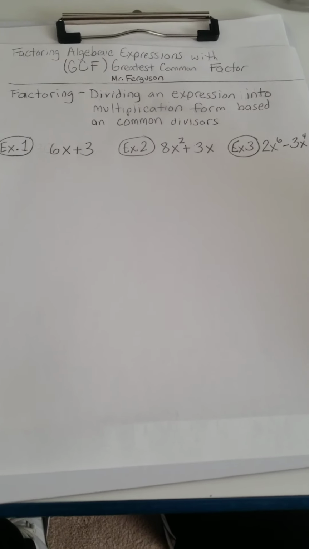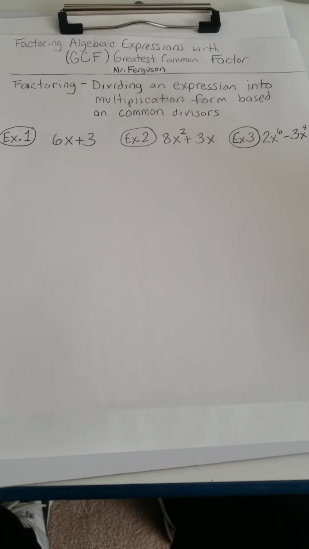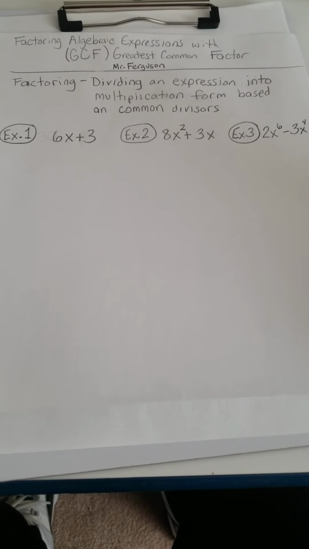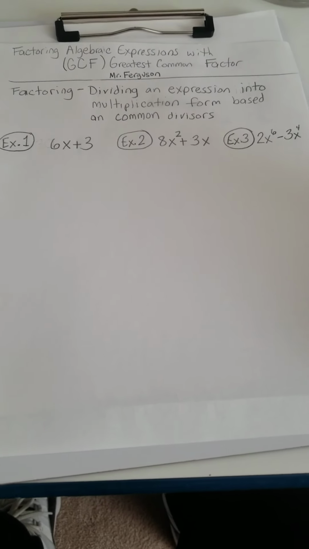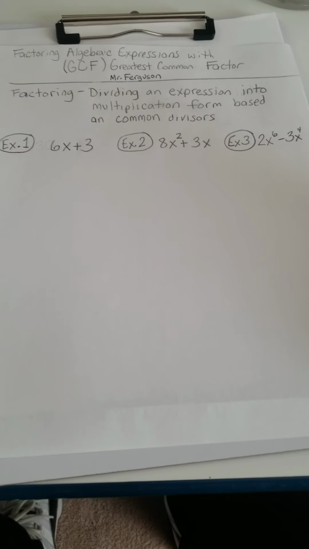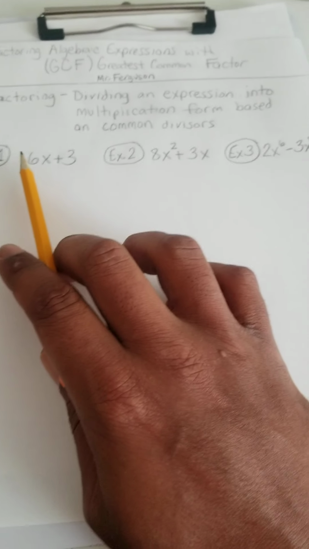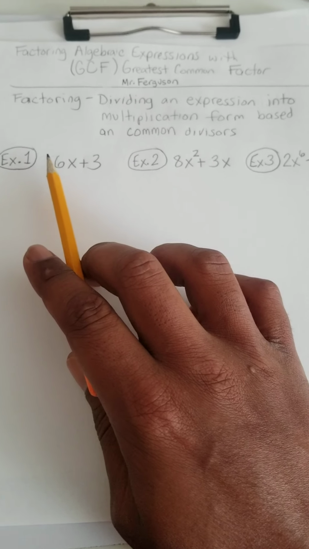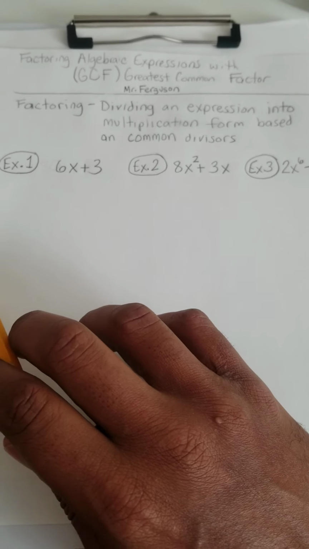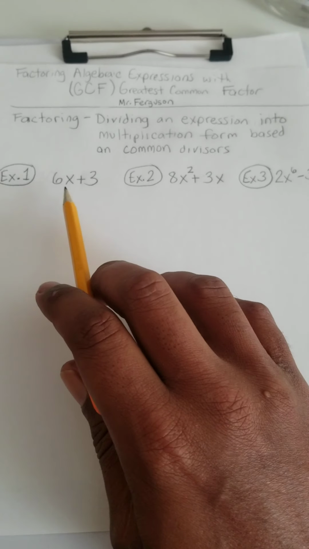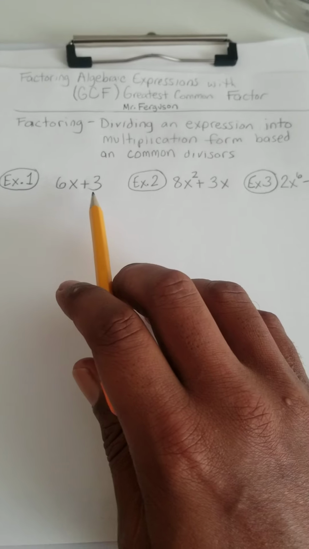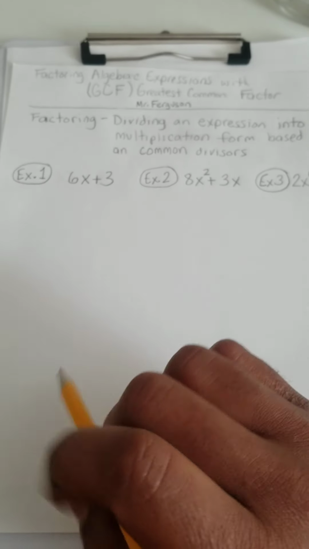Just like it says here, our focus is going to be on the greatest common factor of terms. That's one of the more basic ways of factoring when you have more than one term. So, definition of factoring: dividing an expression into multiplication form based on common divisors. So we're looking for numbers that can divide into 6x and 3. All right, numbers or terms or variables.